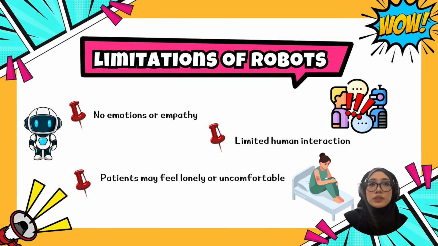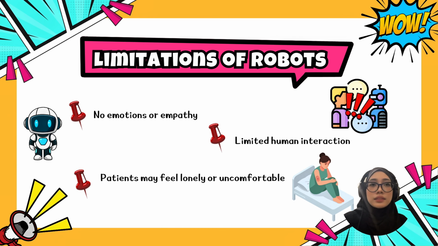And we go to another slide. Limitations of robots. Robots have no emotion or empathy. A robot operates on code, not feeling. It cannot truly feel sorry for a patient or understand sadness. For example, if a patient receives bad medical news and starts crying, a robot might just sit there or give a programmed response. It cannot offer genuine and warm comfort.